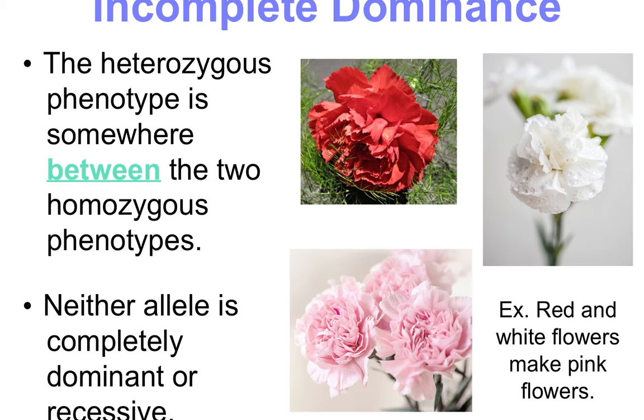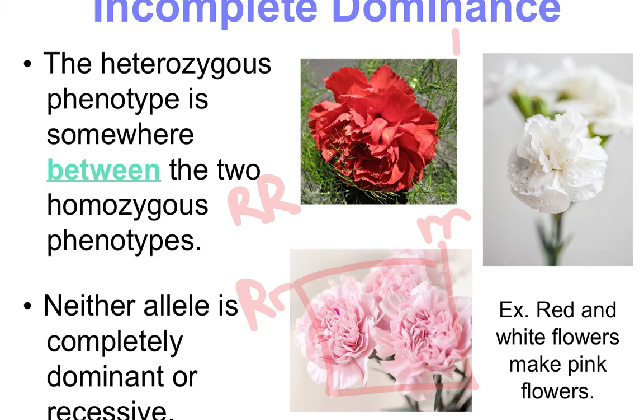Incomplete dominance is when a heterozygous phenotype is somewhere between the 2 homozygous phenotypes. So neither allele is completely dominant or recessive. A perfect example is the flowers that we see in these snapdragon flowers. So we have the red, we have the white, and we have the pink. Some might say that the pink one is a hybrid of the other 2, when really it's just that red is incompletely dominant over the white.